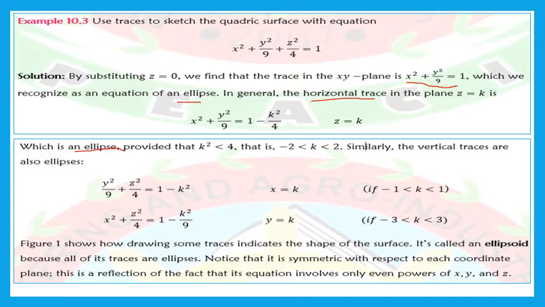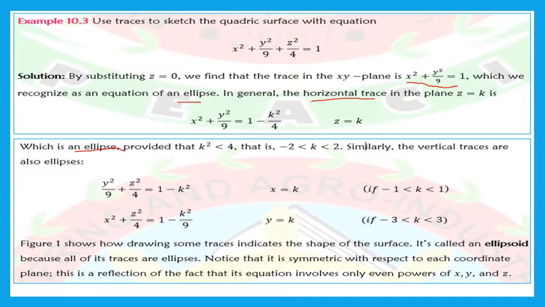Transpose yung x squared sa kabilang side. So, replace it by k. So, 1 minus k squared if k is between negative 1 to 1. Magiging 0, tapos 1 minus 1, 0. So, x squared plus z squared naman when y is equal to k. So, ellipse pa rin siya.